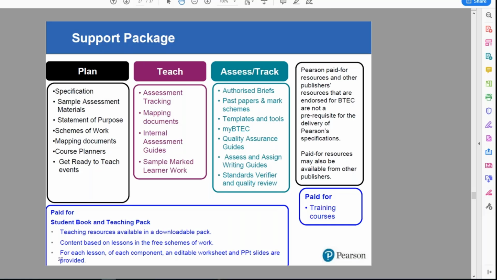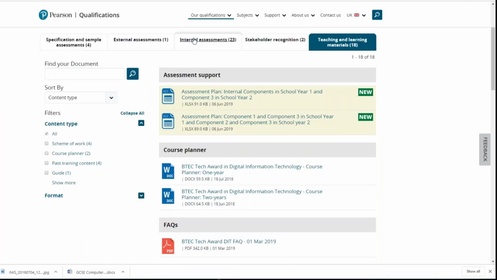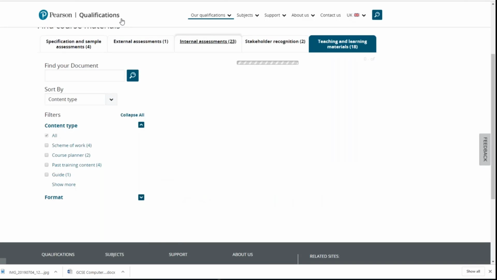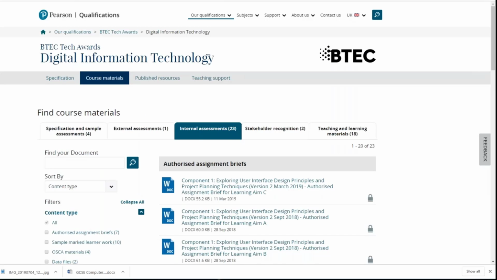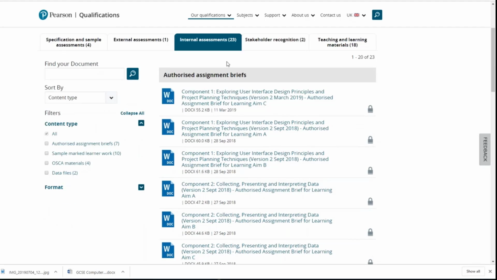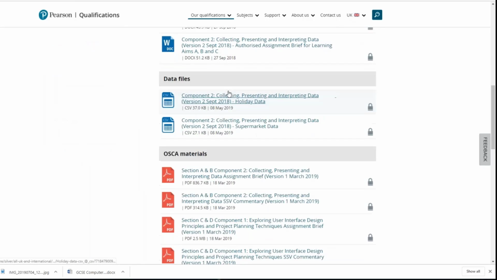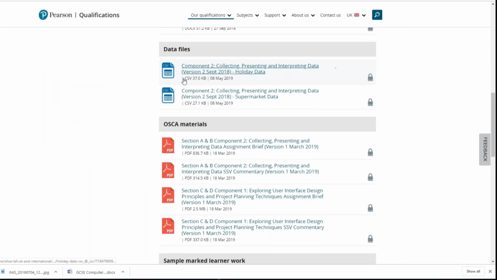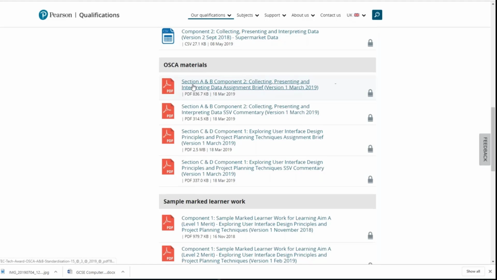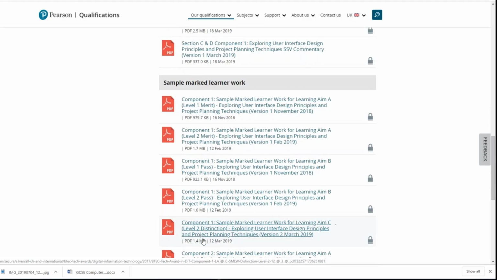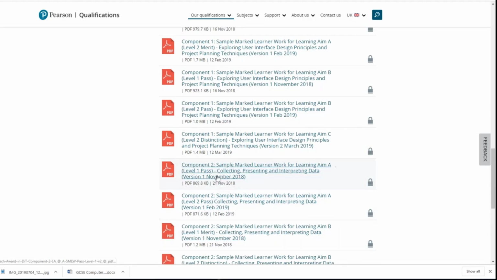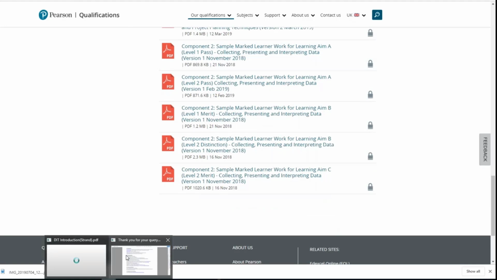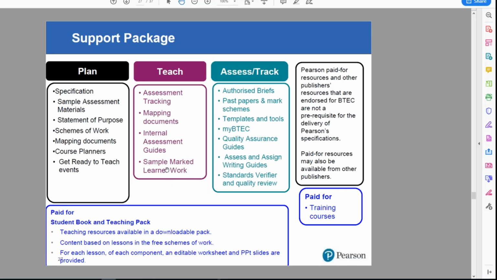If I show you over here for the internally assessed unit, so now we're just in the digital information technology qualification pages, links on the documents attached. You've got the authorized assignment briefs, you've got the data files for the component 2, OSCA materials. These are actual standardization training materials, and we've got sample marked learner work here. So there's hopefully good stuff to help you get started in terms of the teaching.